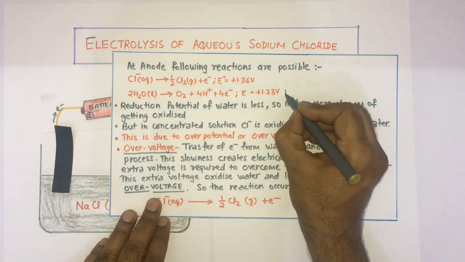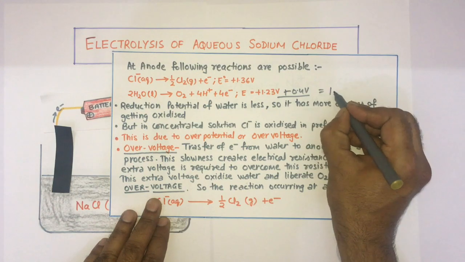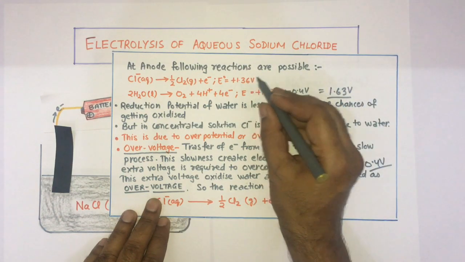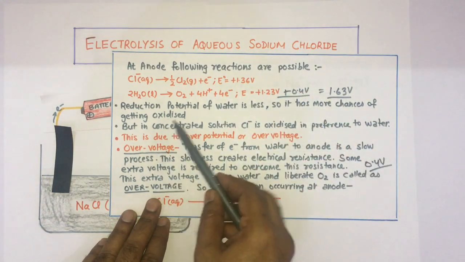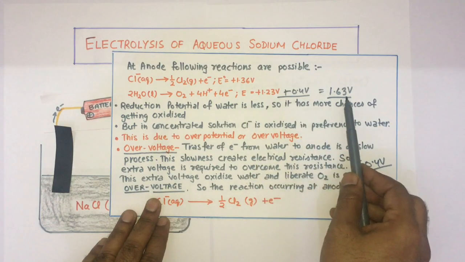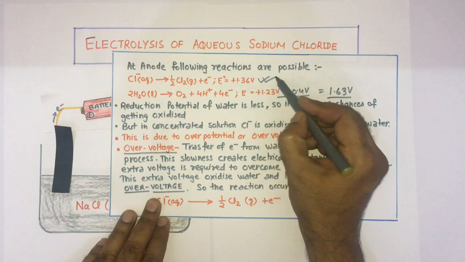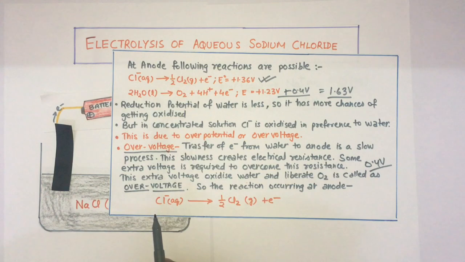Now if you add this 0.4 volt overvoltage, it comes out to about 1.63 volt, which is greater than this. So after adding the overvoltage, the reduction potential of water, which was earlier less but is now more, so this reaction is not preferred, and at the anode the oxidation of chloride ion takes place.